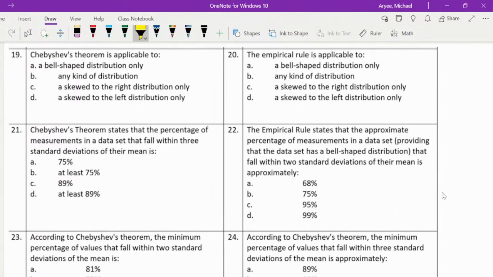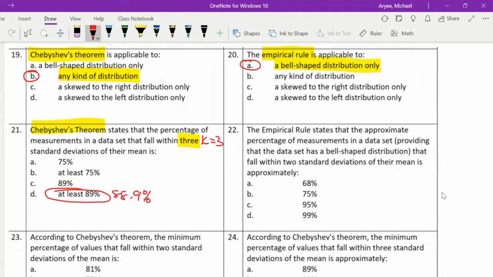Chebyshev is applicable to what? Any distribution. The empirical rule is applicable to what? Only bell-shaped distribution. Then this says Chebyshev states that the percentage that fall within 3, so Chebyshev K equals 3, means at least 88.9%, which happens to be 88. This is wrong because it should say at least or minimum.